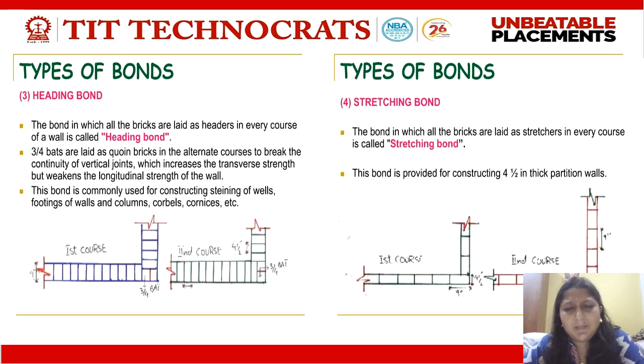Now, these are the basic two types of bond: heading bond or header bond, and the stretcher bond. A type of bond where bricks are arranged in such a way that we get all the headers in the front portion or the facing portion is called the header bond. Whereas a type of bond where we get all the stretchers in the front portion is called the stretcher bond.